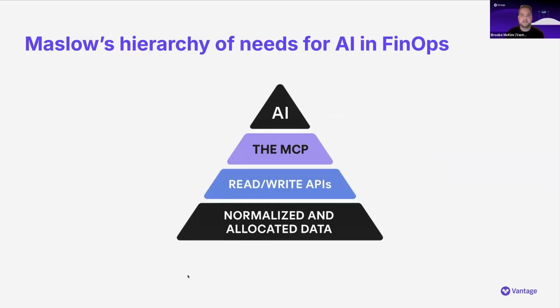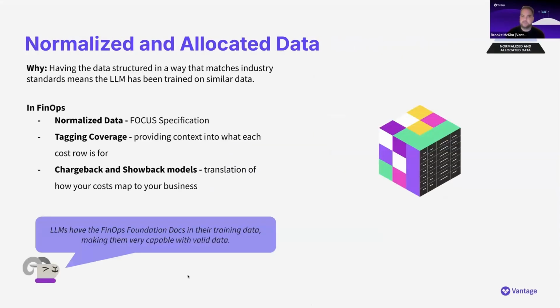And so if you go to the next slide, I won't spend too much time here, but everyone's familiar with the normalized and allocated data, right? You need the data in a standardized format. You need it to be able to be queried in that format. You want it to be allocated and tagged appropriately so it fits your chargeback and showback models so that the data can be associated with a team or a product. If you go to the next slide.